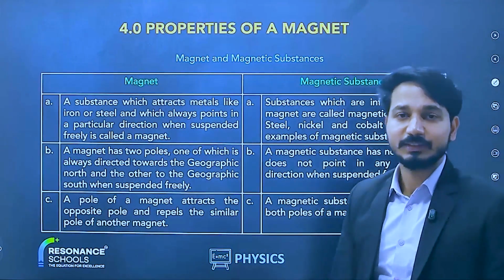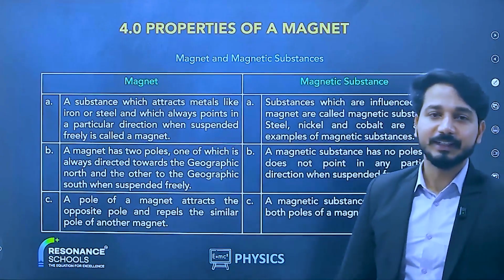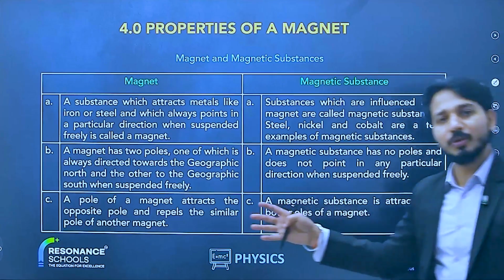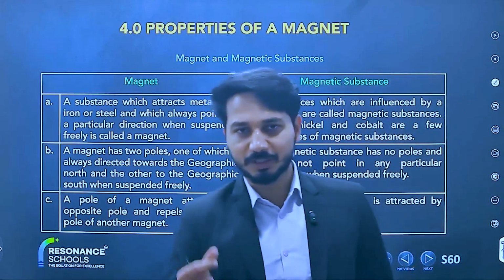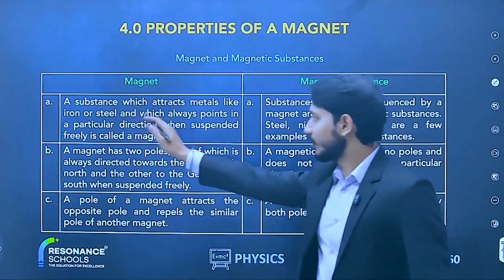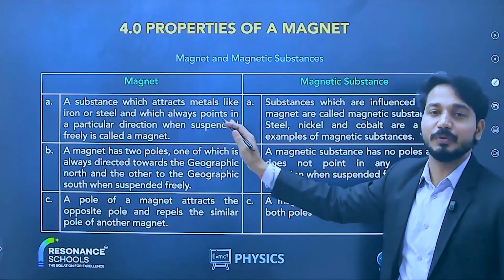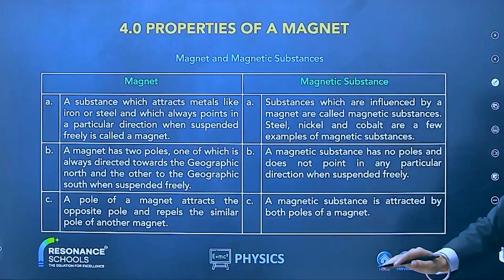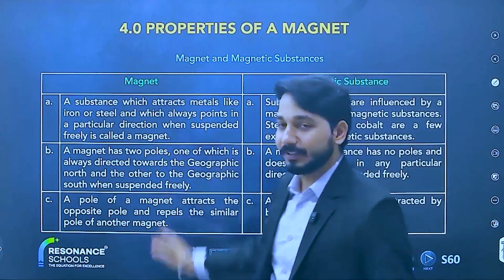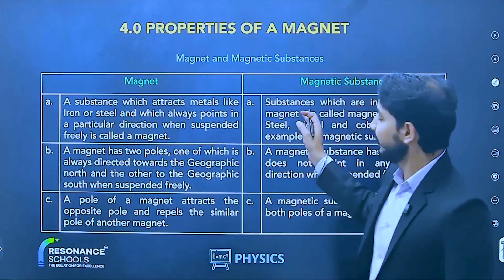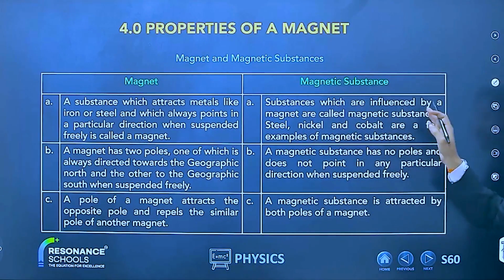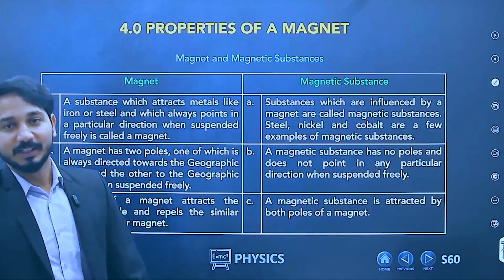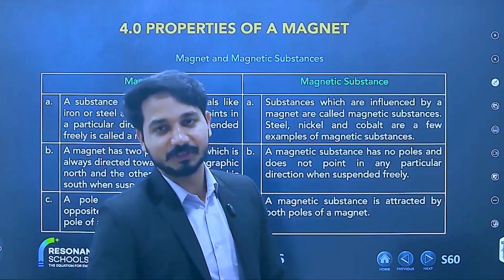Now, this is magnet and magnetic substance. So we know what is a magnet and we know what is a magnetic substance. Just a recap. A substance which attracts metals like iron, steel, and which always points in a particular direction when suspended freely is called a magnet. Whereas substances which are influenced by a magnet are called magnetic substances. Example: nickel, cobalt, iron, steel, bismuth, etc.